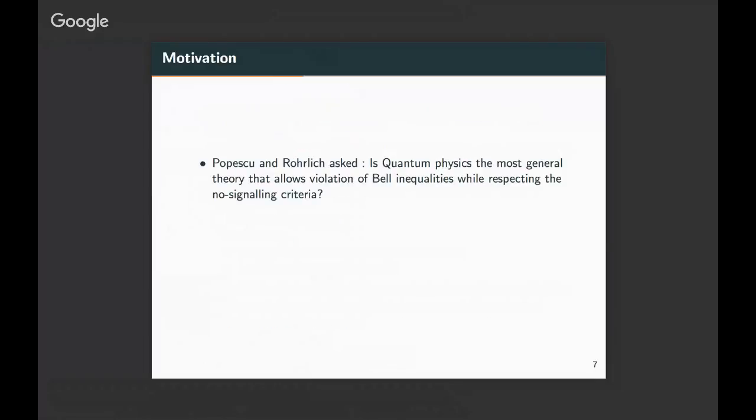And Popescu and Rohrlich ask, is quantum physics the most general theory that allows violation of Bell inequality while respecting the no signaling criteria? So they thought maybe non-locality is a fundamental thing. They thought non-locality could be an axiom to start from for quantum mechanics. And actually the answer was found to be negative.